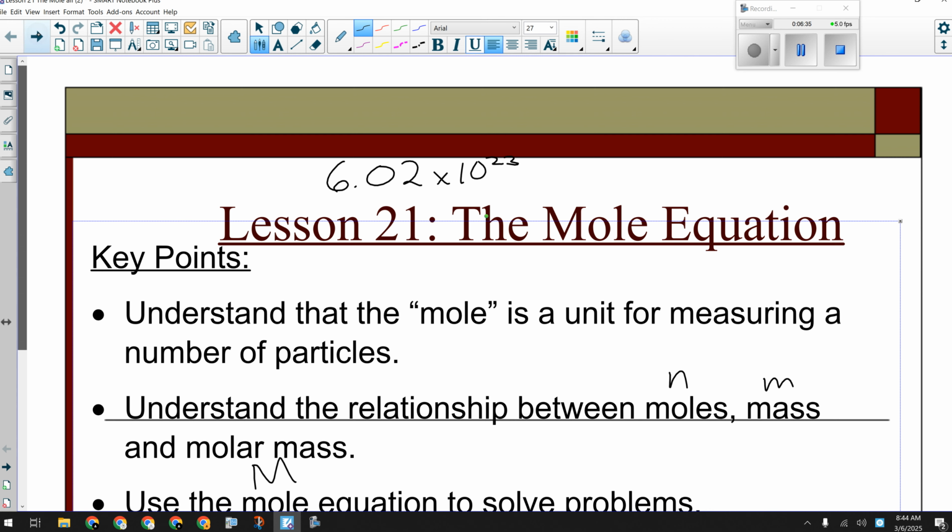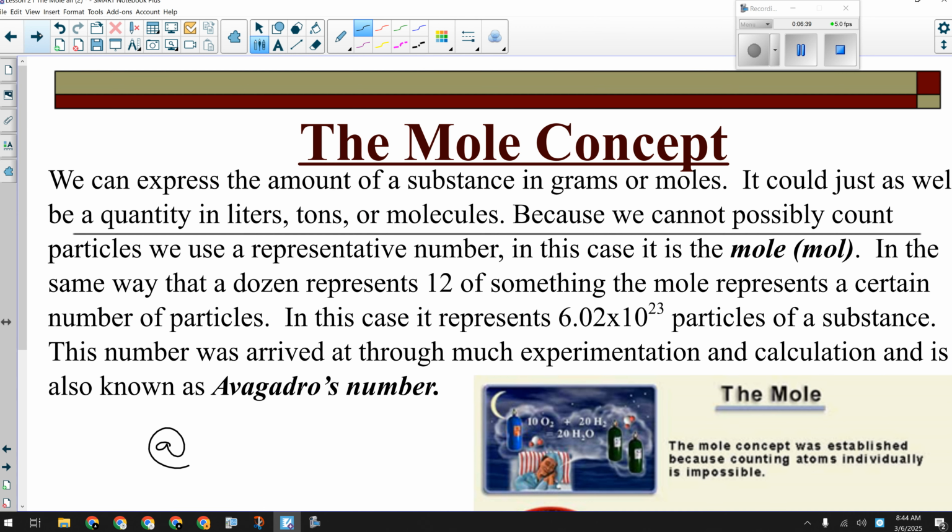Okay, so there's lots of different ways to measure how much of something we have. We can use mass, that would be in grams or kilograms or something like that. We can use volume, that would be in liters or cubic centimeters. Or we could use tons or molecules or whatever.